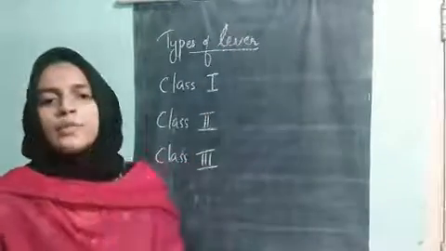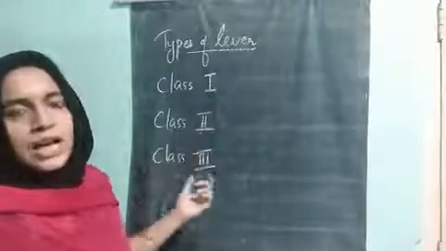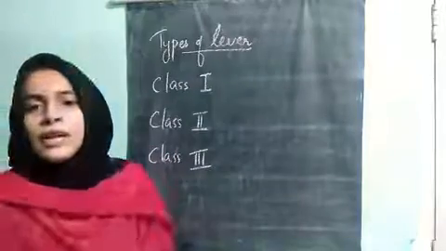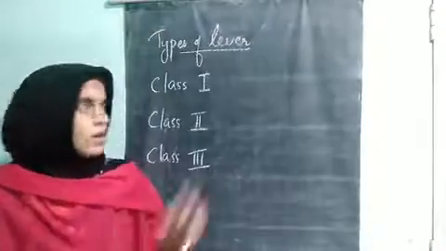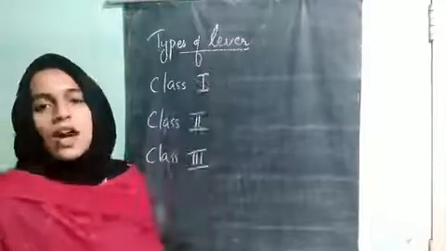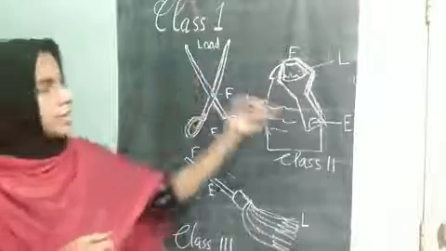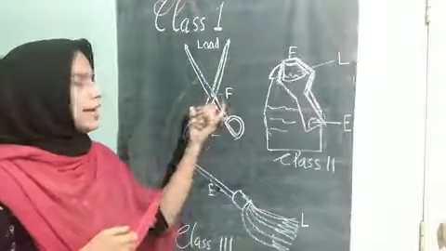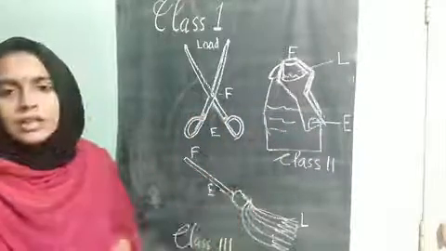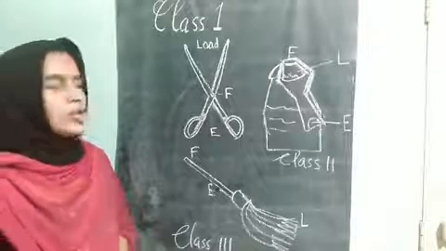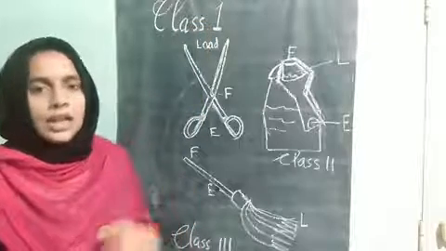There are three types of levers, that is class 1 lever, class 2 and class 3. How are they classified? According to the position of the fulcrum, effort and the load. So we can discuss what is a class 1 lever. Children, you can see on the board three pictures. First one is a pair of scissors, second one a bottle opener and third one is a broom. These pictures should always be remembered to study class 1, 2, 3 levers.